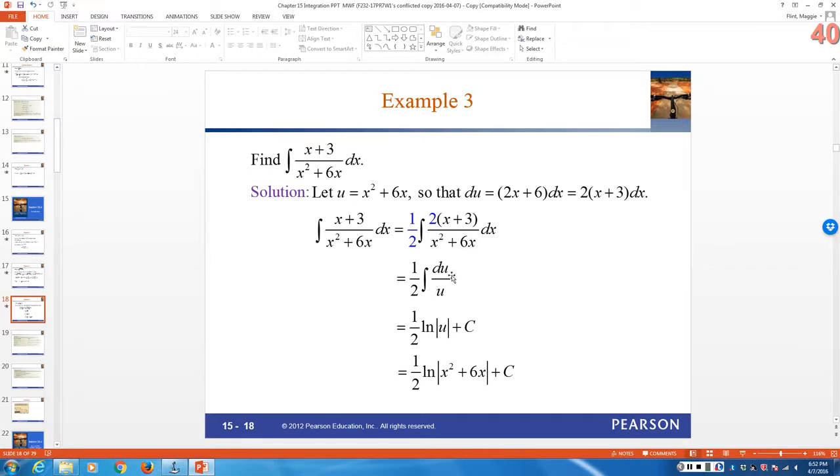So what I do is, since I've got 1 over something, I take its natural logarithm. Because the derivative of natural logarithm is 1 over something. So the antiderivative of 1 over something is take the natural log of it. The 1/2 all the way through is just riding along. I threw it in, I've got to keep it. So once I realize I'm just taking the natural log and adding a constant, then it's the natural log of that expression, x squared plus 6x.